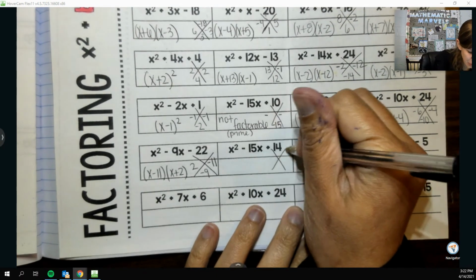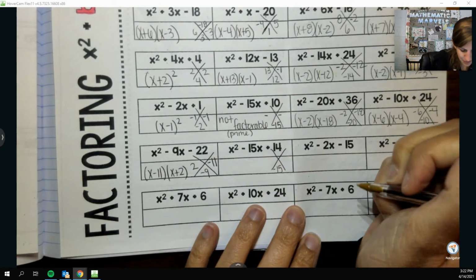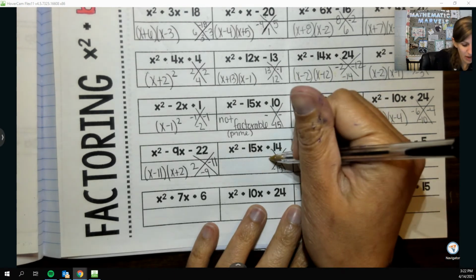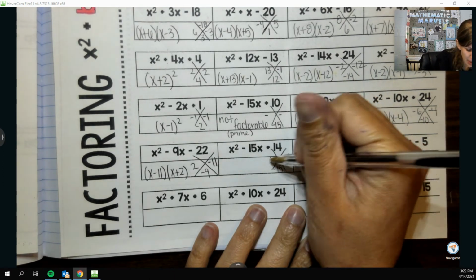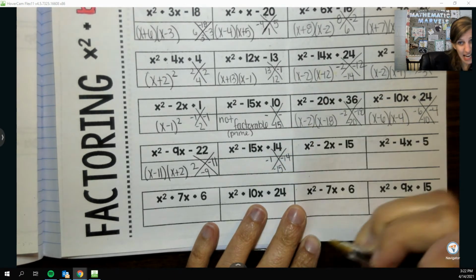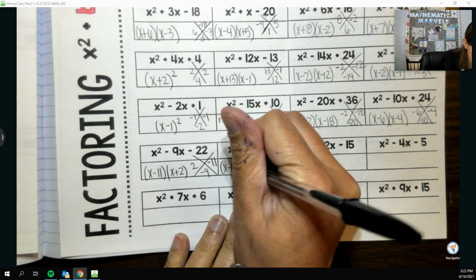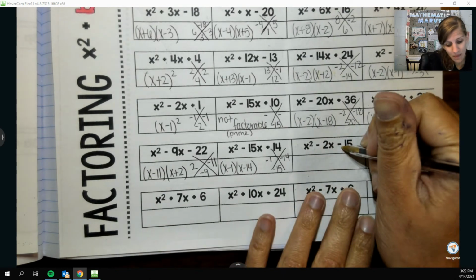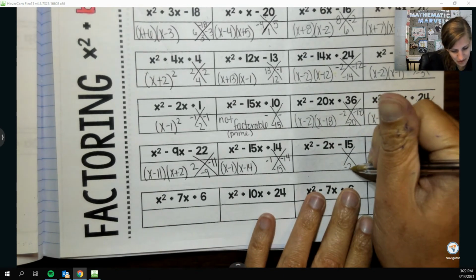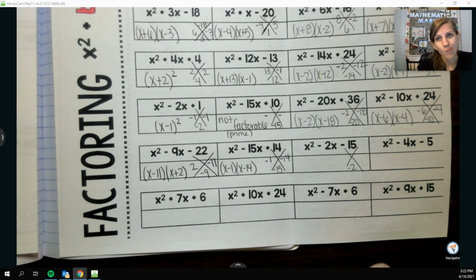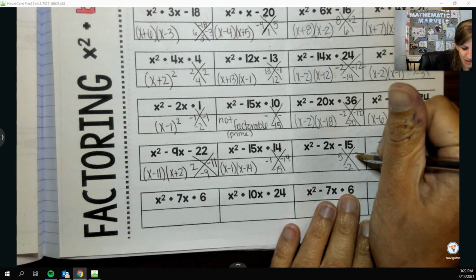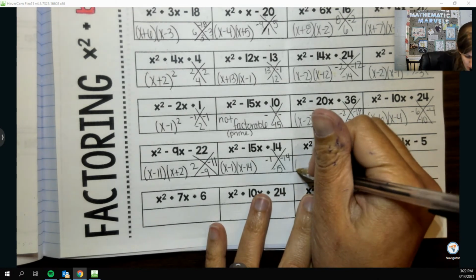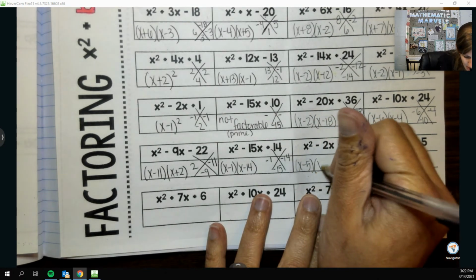What multiplies to 14 and adds to negative 15? So if that happens, if it's 1 more than what you have, it's always 1 in that number. So 1 and 14, both negative to get a positive and to add up to a negative. So x minus 1, x minus 14. What multiplies to negative 15 and adds to negative 2? 5 and 3. 5 needs to be negative to get a negative overall and to get that negative 2. So x minus 5, x plus 3.